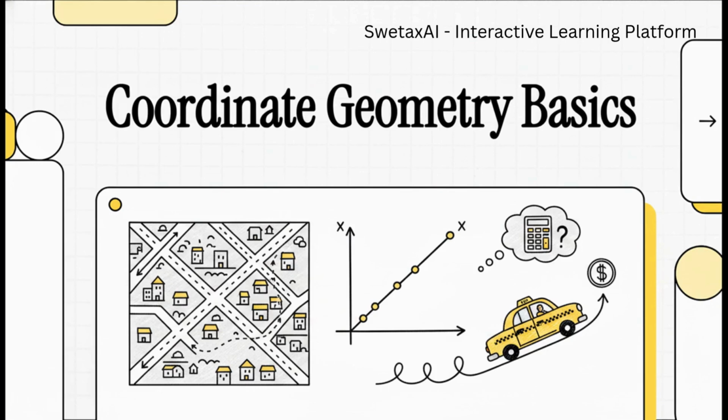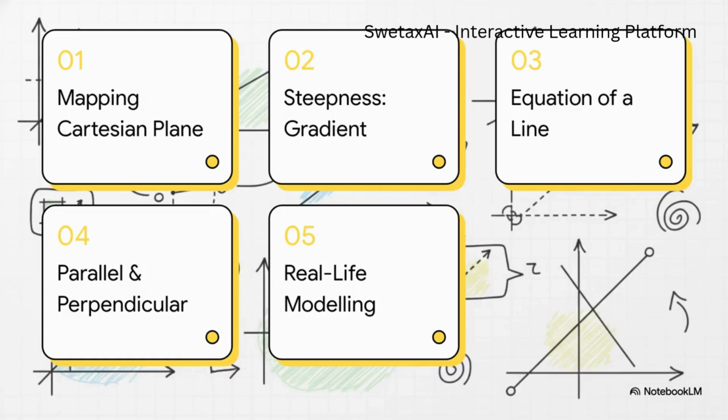And look, rather than just seeing this as abstract math on a whiteboard, I want us to view this as a giant city map. It's really just a set of navigational tools that we can use to solve actual real-world problems. By the end of this, we're even going to model the exact cost of a taxi ride. So let's jump right in. Here is our roadmap for today.